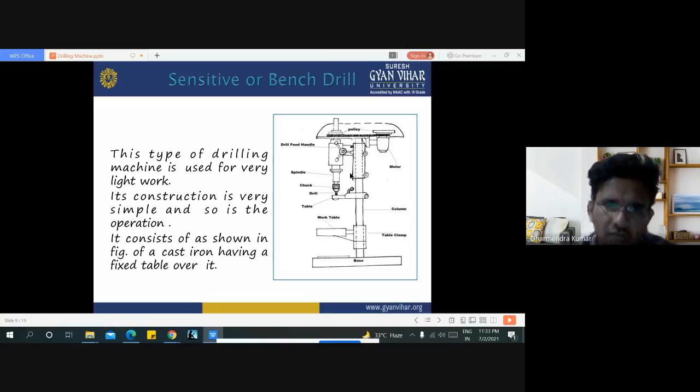Its construction is very simple, and its operations are very easy to perform. We can employ a less skilled person for drilling purposes here. It consists, as shown in the figure, of a cast iron base having a fixed table over it.